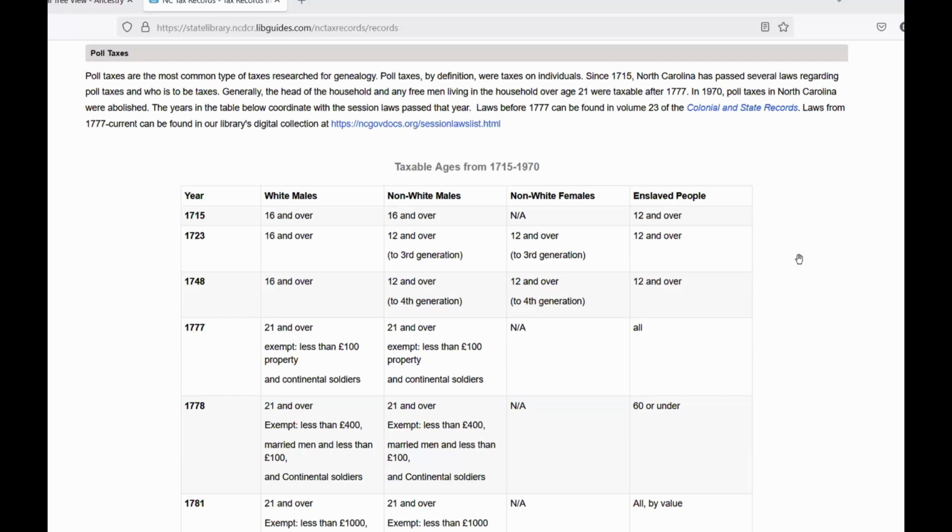That's going to change what you're reading inside those records as you're reading them. So it's really important for whatever year tax you're looking at, that you make sure you understand what the law is and what these ages are and what the exemption is. 1778, married men and less than 100 pounds. So, there's just different exemptions as you go through different years. And you don't want to misread the record that you're looking at because you don't know that the law changed for that particular time frame. So these are examples of the law for poll taxes for North Carolina.